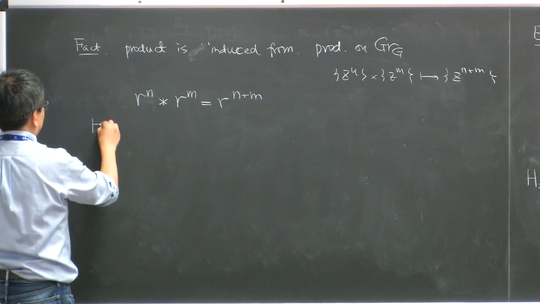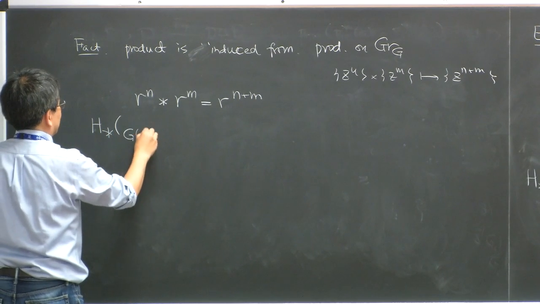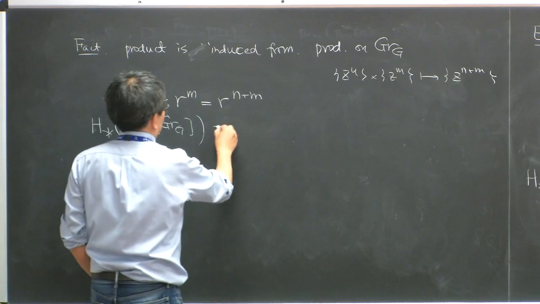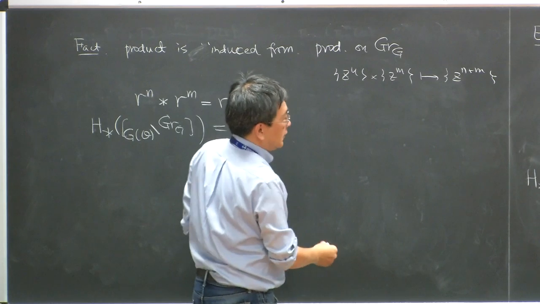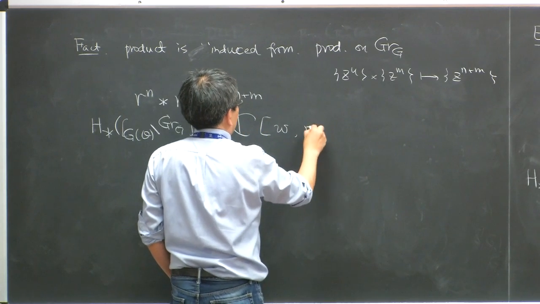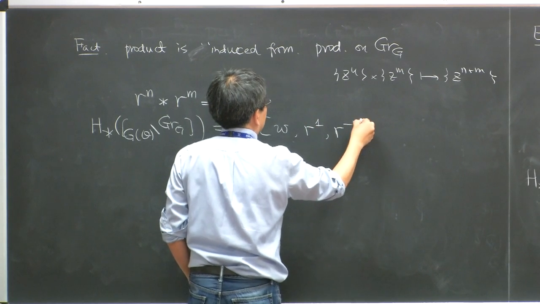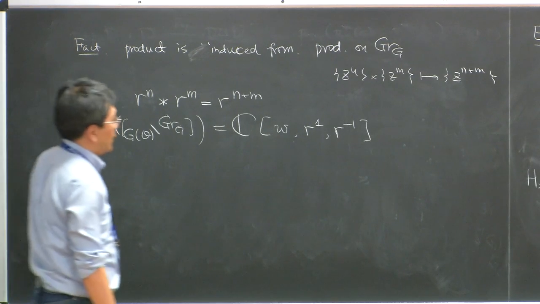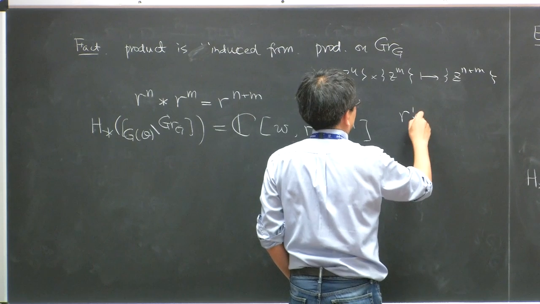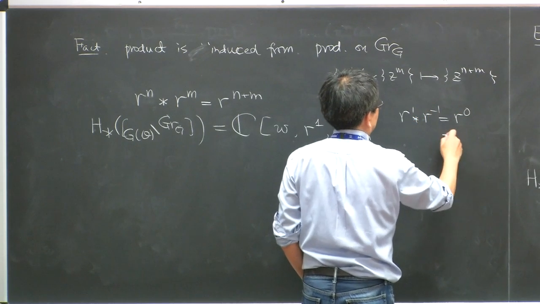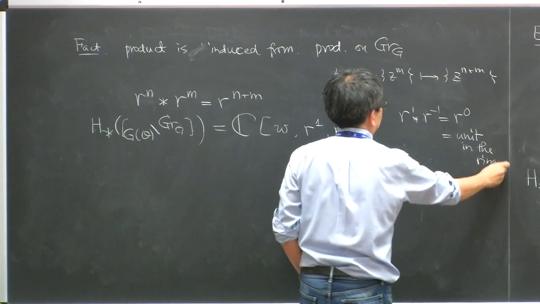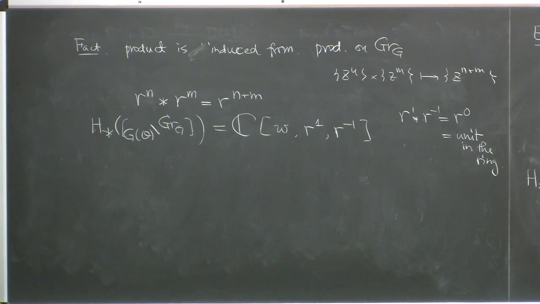So combine this: H star of G of O divided by G of K is C of W, R of 1, and R of minus 1. So these are generated by those three elements. And R1 times R minus 1 is equal to R of 0. So this is the unit. So this is a commutative ring.